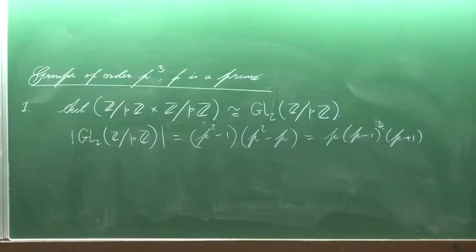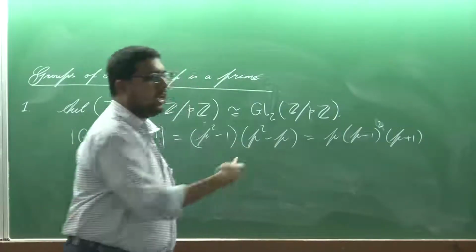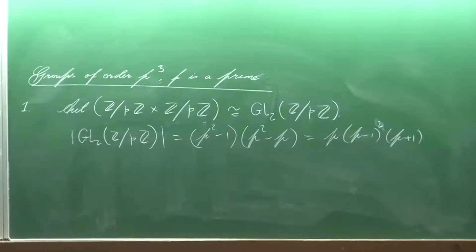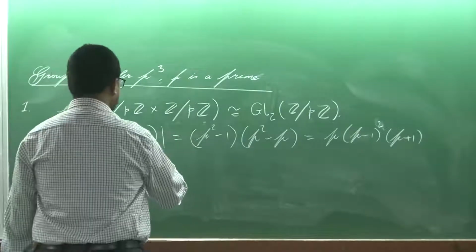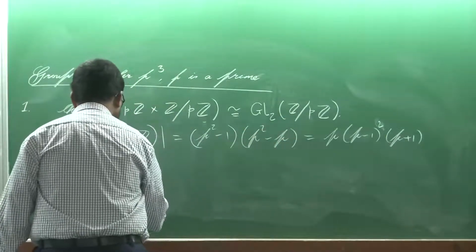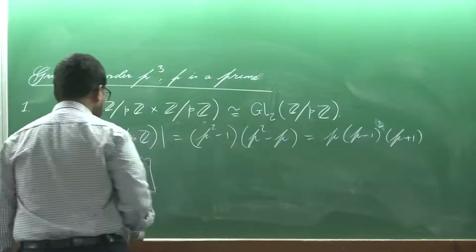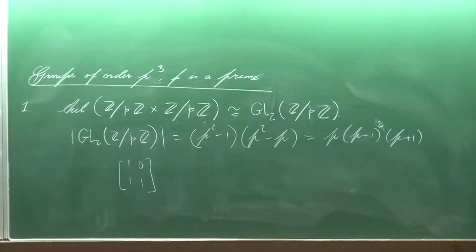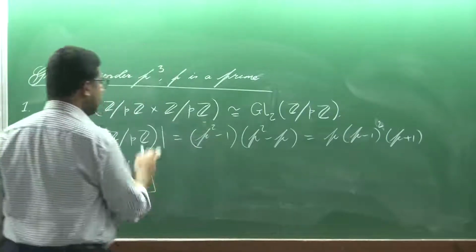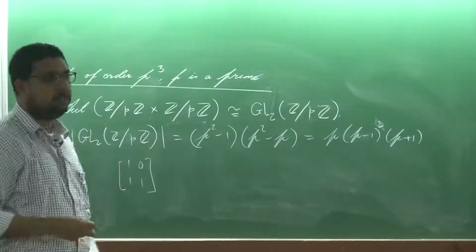In fact here we can pick such an automorphism explicitly. So look at inside this general linear group. What about this matrix? This matrix has order P, right? So therefore the automorphism corresponding to this matrix will be of order P.